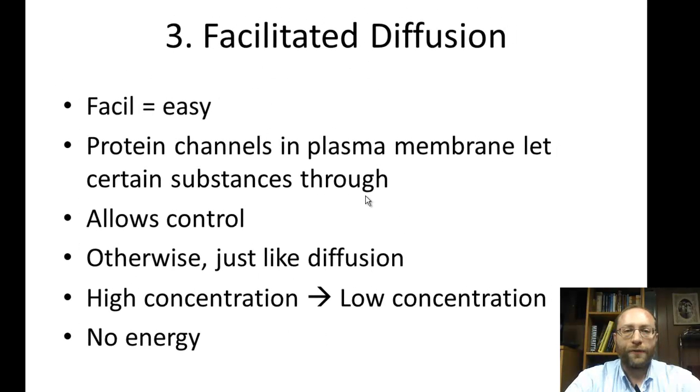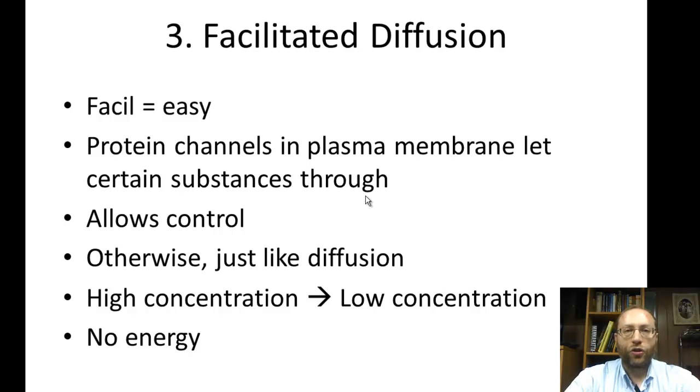Third method is called facilitated diffusion. And if you remember from Spanish, fácil is the word that means easy. So facilitated diffusion is diffusion that's made easy. There's something blocking the diffusion. And what happens in this case is that the substances are water soluble, so they can't go through the cell membrane, but there are protein channels that are able to let them through. When they let them through, that's facilitated diffusion because the protein channels are aiding the diffusion.